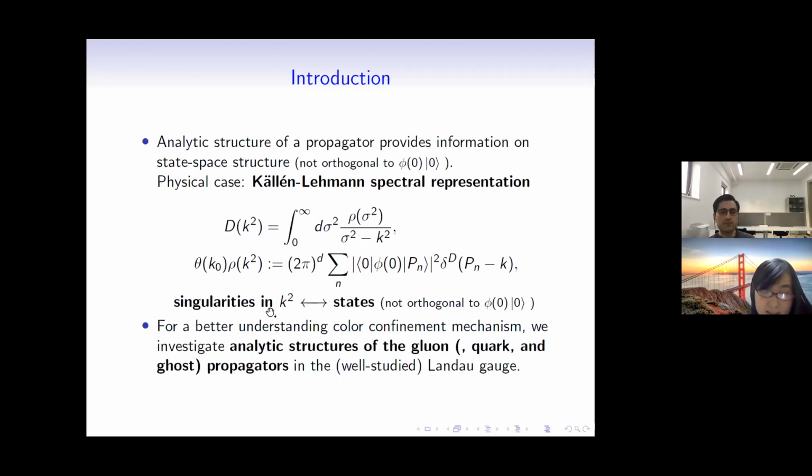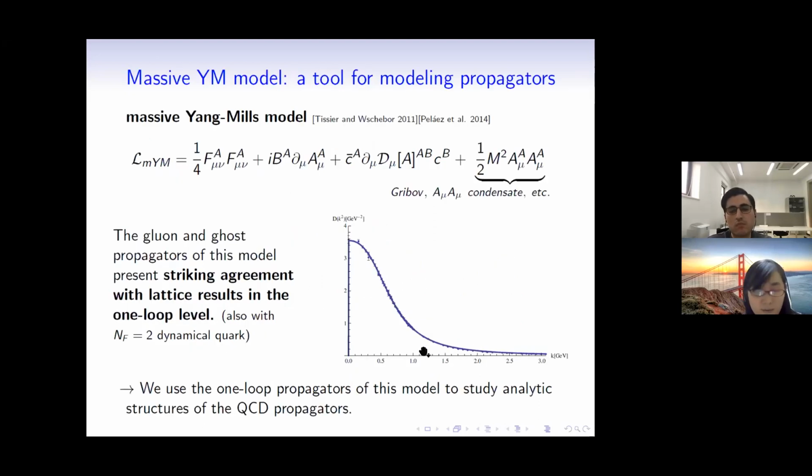Our big goal is to understand the color confinement mechanism. So to this end, it could be helpful to see the state space structure involving the confined field. Therefore, we investigate the analytic structure of mainly the gluon propagator in the Landau gauge, which is well studied in many numerical and analytical works. To investigate the analytic structure of the propagators, one has to assume an analytic form of such propagators. For this purpose, we use the massive Yang-Mills model for modeling the QCD propagators.